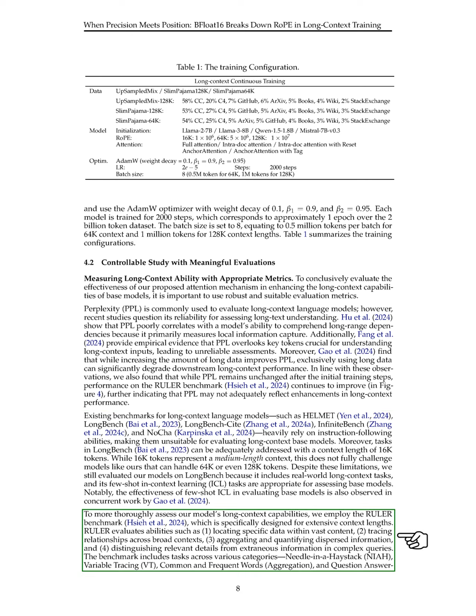To thoroughly evaluate our model's long context capabilities, we use the RULER benchmark, designed for extensive context lengths. RULER assesses abilities such as locating specific data, tracing relationships, aggregating information, and distinguishing relevant details in complex queries. It includes various tasks that accurately represent the capabilities of models like ours.